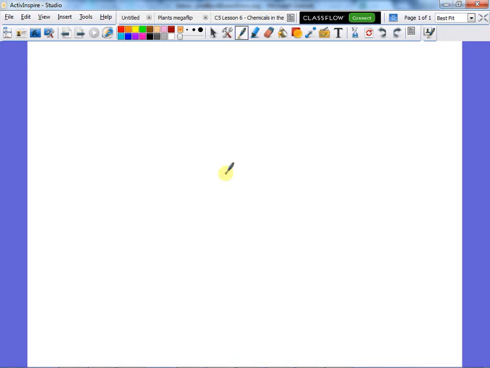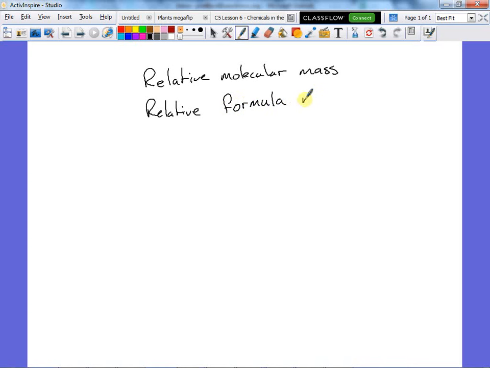Okay, so this little video is going to be about formula mass or relative formula mass. You might also see it written as relative molecular mass. So we're talking relative molecular mass or relative formula mass. They both mean the same thing. A formula of a molecule, for example.